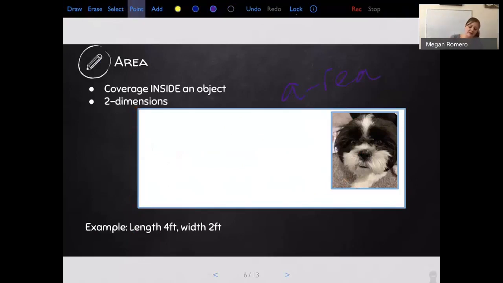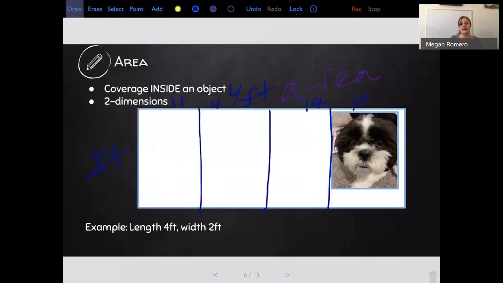For instance, let's say we have length 4 feet and width 2 feet. So I'm going to put 4 feet and 2 feet. And let's say I divide this up into 1 foot segments. So length is 4: this is 1 foot, 1 foot, 1 foot, 1 foot, right? 1, 2, 3, 4. And then width is 2 feet, so I can divide it right in half. And this is 1 and 1.